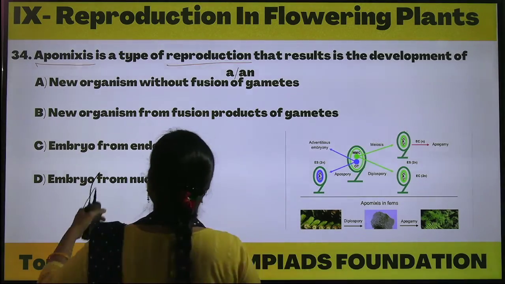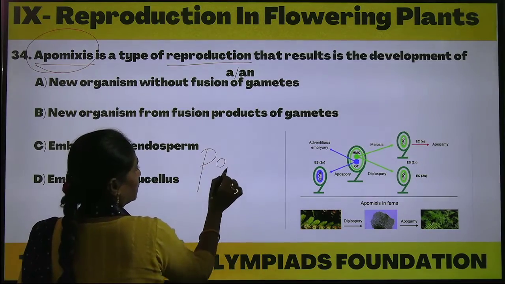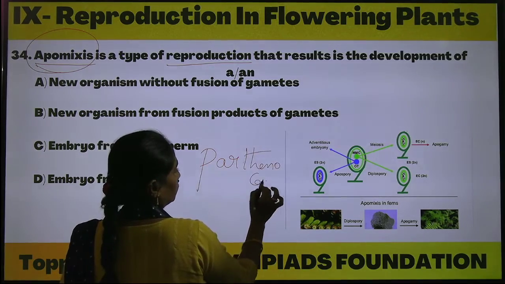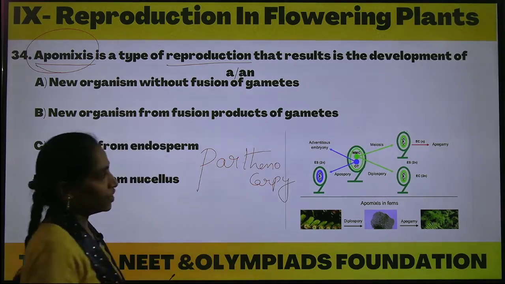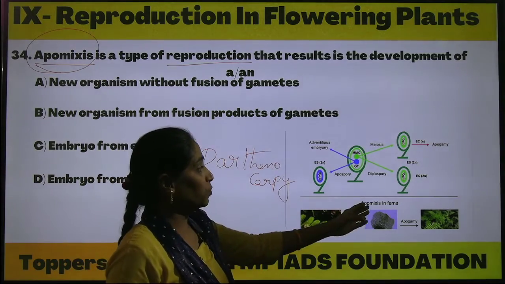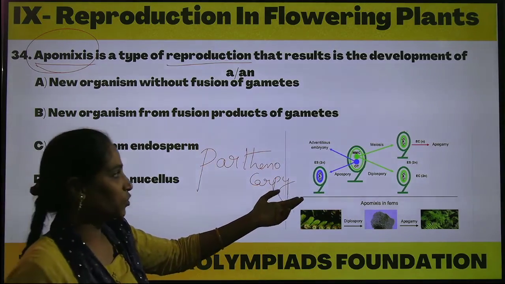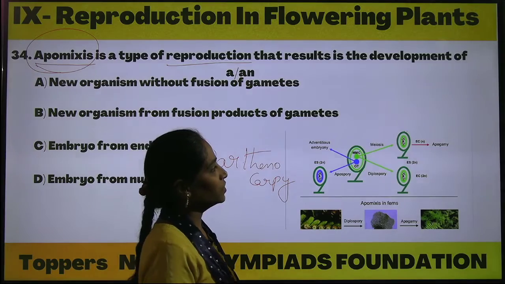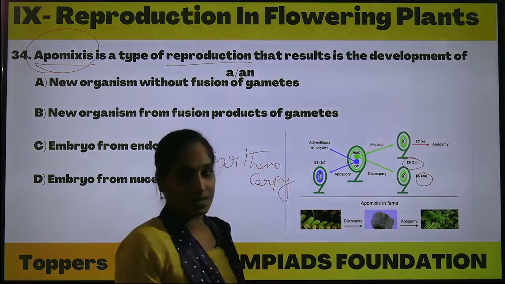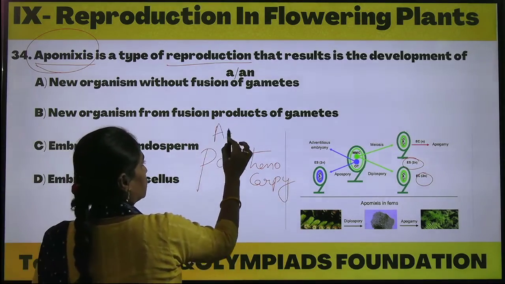Okay, so out of all this, apomixis is also one of the processes. We can say it as parthenocarpy. What is the process called? Parthenocarpy. Here we can observe apomixis in ferns, in plants, and in some of the animals also. In apomixis, the fusion of 2n does not occur, and the new organism is formed. It's a kind of asexual reproduction.